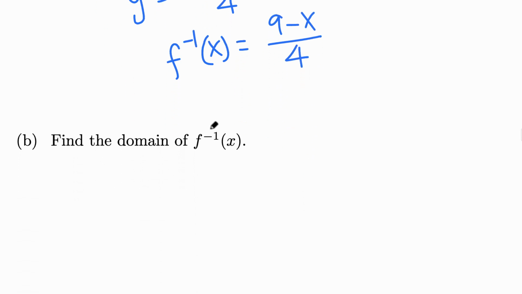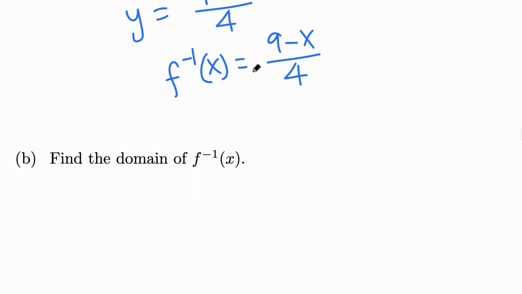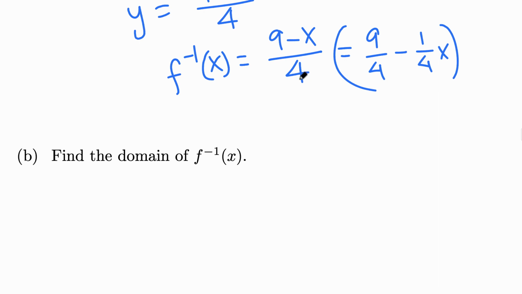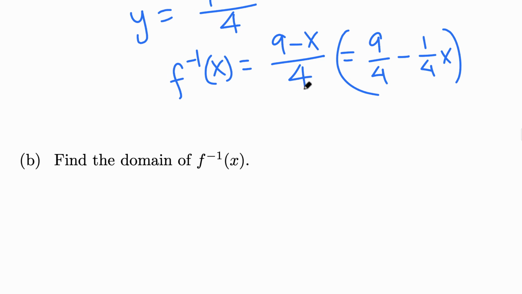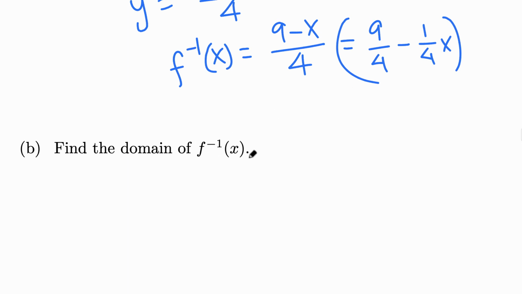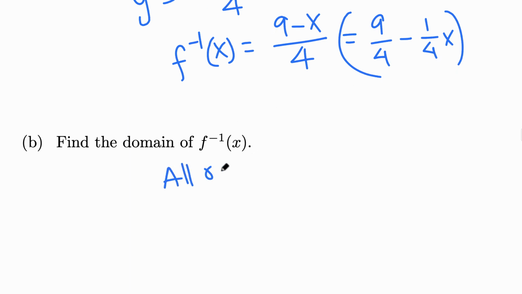Now we need to find the domain of f inverse, this function. On the bottom we got a number. In fact, we can rewrite it in this way, 9/4 minus 1/4 x. This is not needed, but we can write it this way. And since we have no x on the bottom, this is defined for all real numbers. So the domain is all reals, or negative infinity through infinity, same thing.